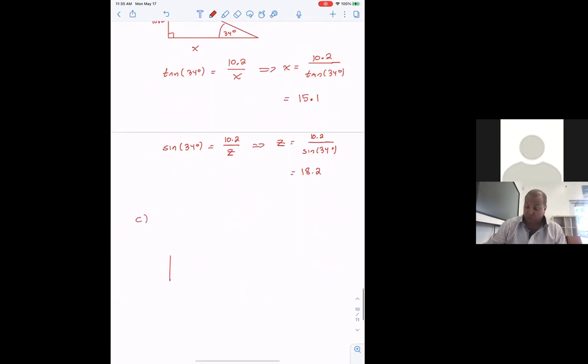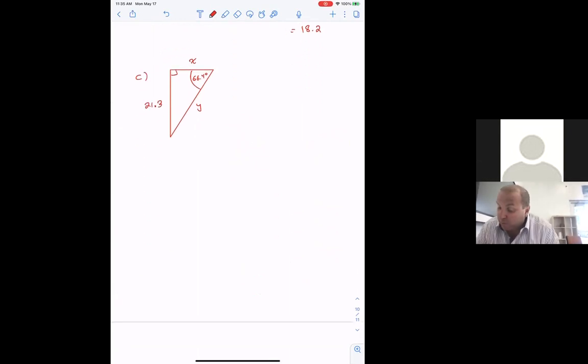C. Another right triangle, again, shaped a little differently, but still a right triangle. This is X, this angle here, 66.4 degrees. This is Y, and we have 21.3. No Pythagorean theorem, at least not yet. So what am I going to use? Well, let's see. Which side do I have? I have the opposite, and I want adjacent, and I want hypotenuse. I'll go for adjacent first, X. Opposite, adjacent, oh, that's tangent. So tangent of 66.4 degrees equals 21.3 over X.